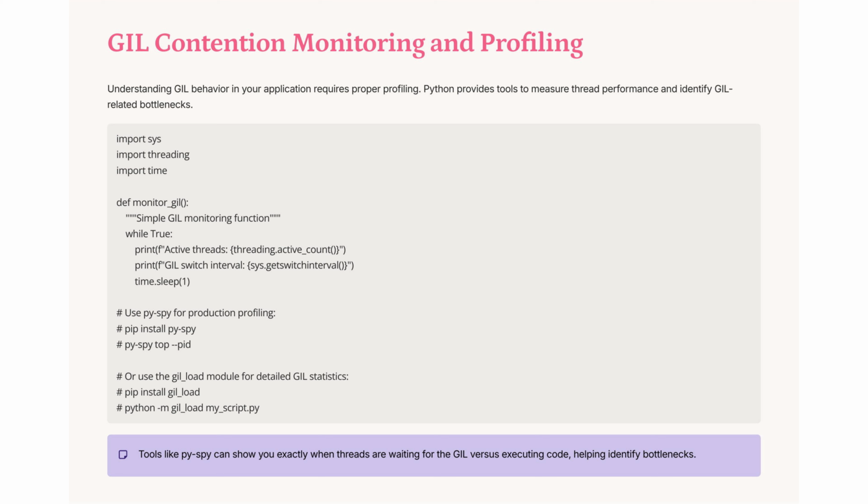Profiling global interpreter lock behavior is crucial for optimizing Python applications. Use tools like PySpy to monitor thread performance and identify global interpreter lock-related bottlenecks. Implement a simple global interpreter lock monitoring function to track active threads and switch intervals. For detailed statistics, the GIL load module provides insights into global interpreter lock contention, aiding in performance tuning.